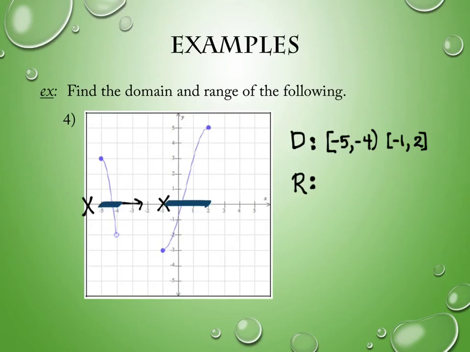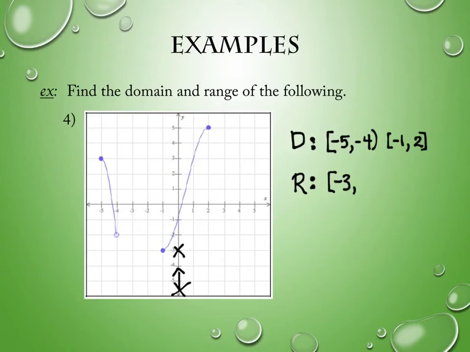Range. I'm going to climb a ladder. And I'm going to be looking left and right. Start here and I go up. What's the first y value where I see parts of the blue curve? It's at -3. Will I have a parenthesis or a bracket? A bracket. And I keep climbing up.